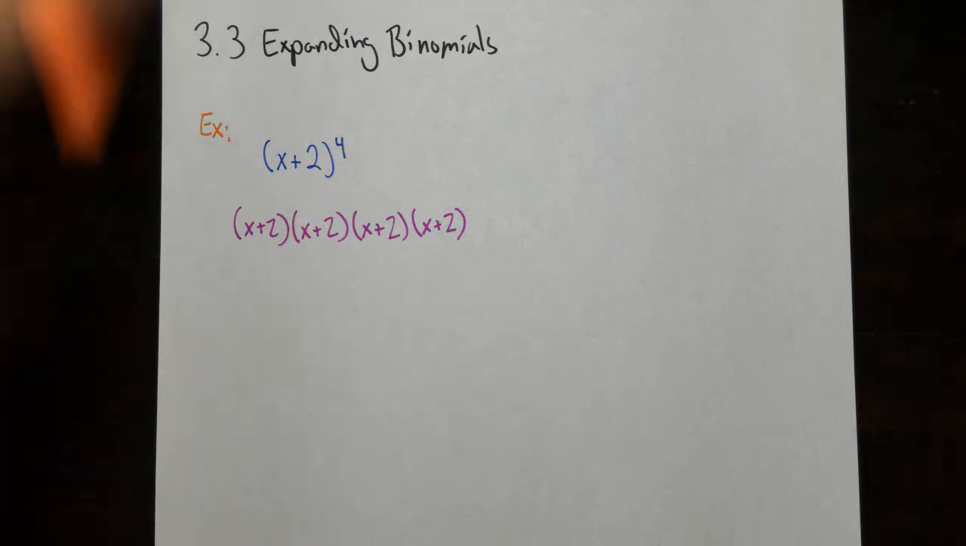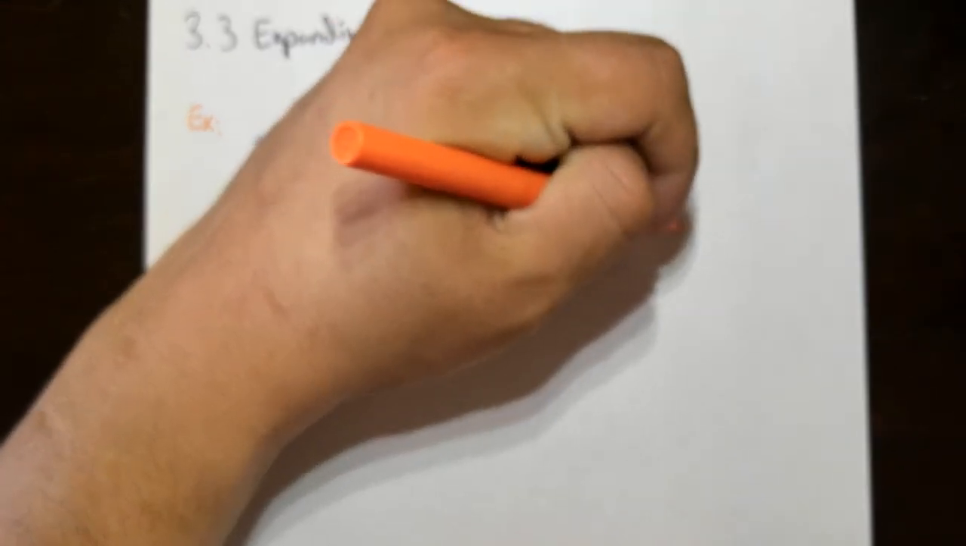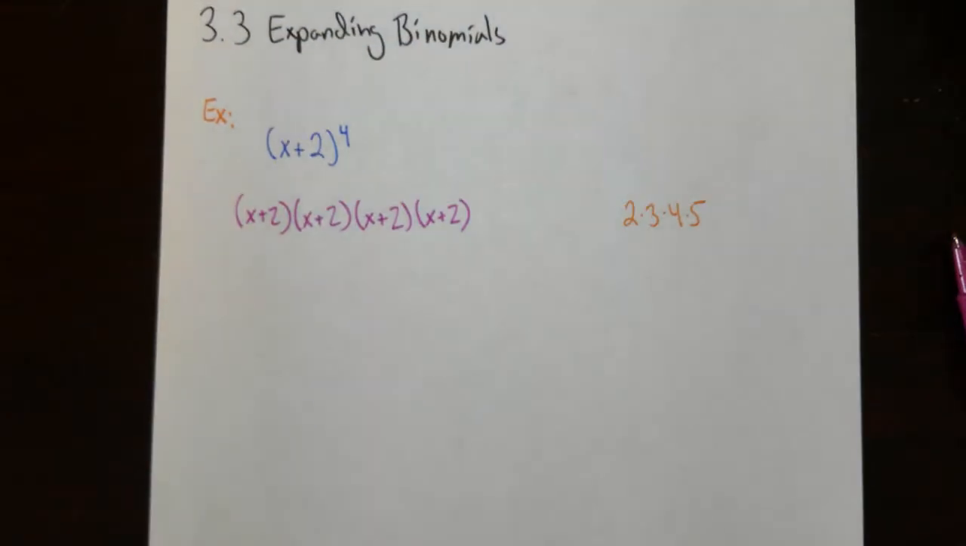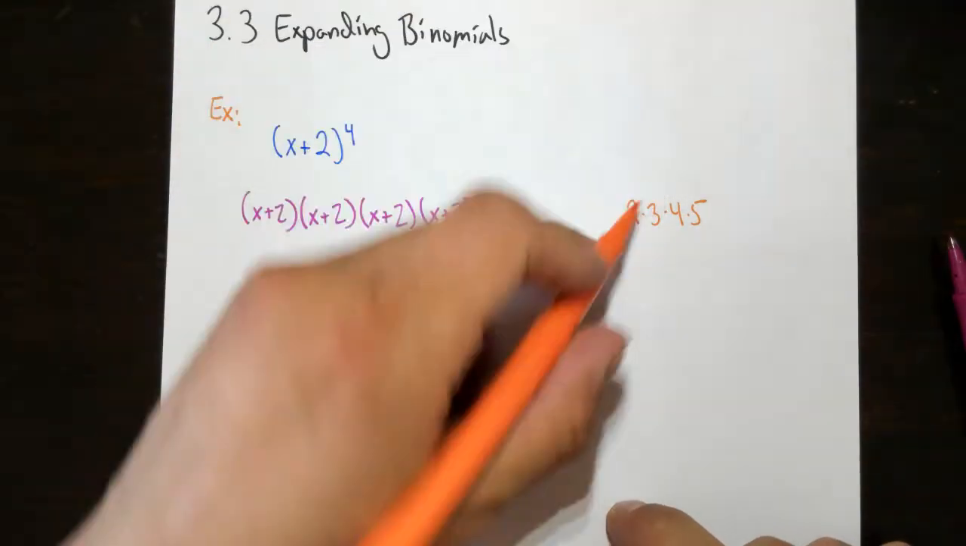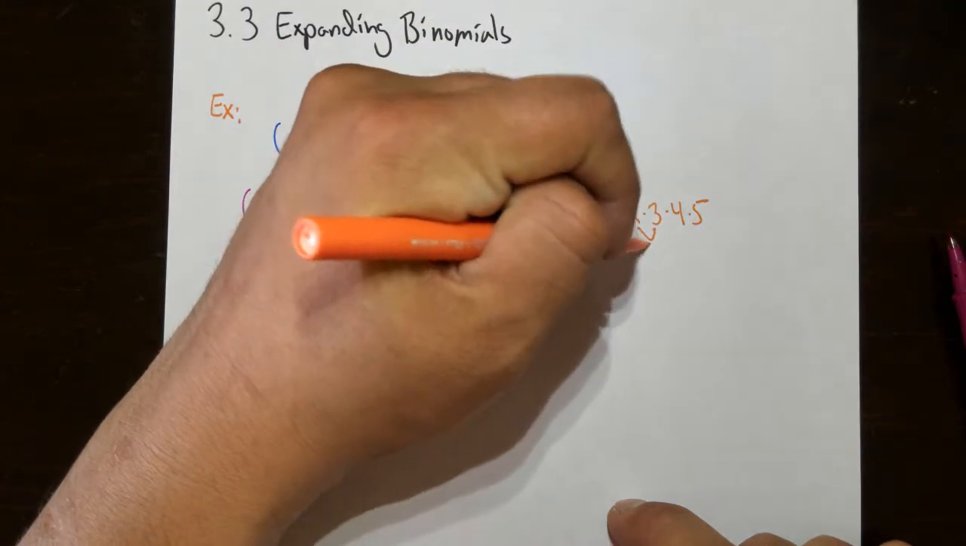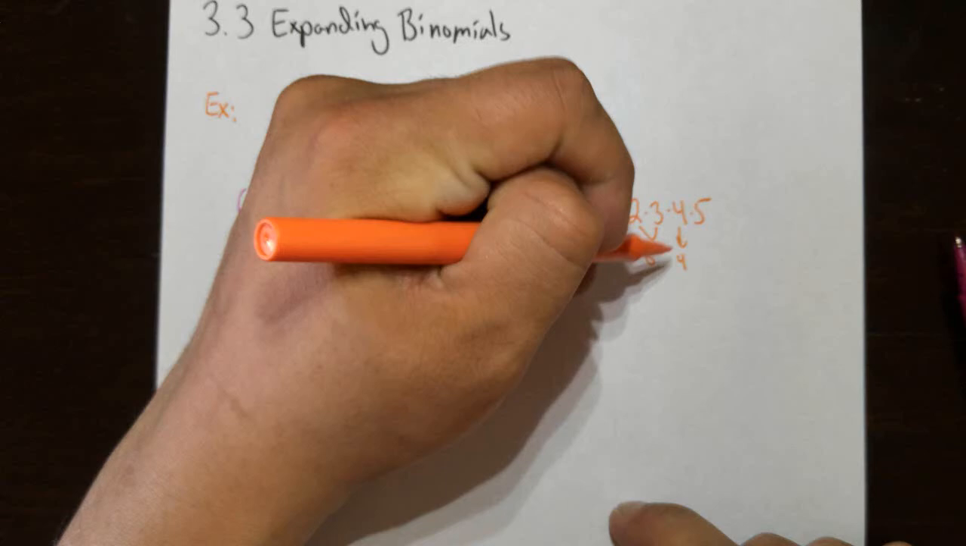Let's say that I have over here 2 times 3 times 4 times 5. So say I'm multiplying just numbers together. Well, how do we do this? We multiply one number at a time. So we do 2 times 3 is 6. Then drop down the 4. 6 times 4.